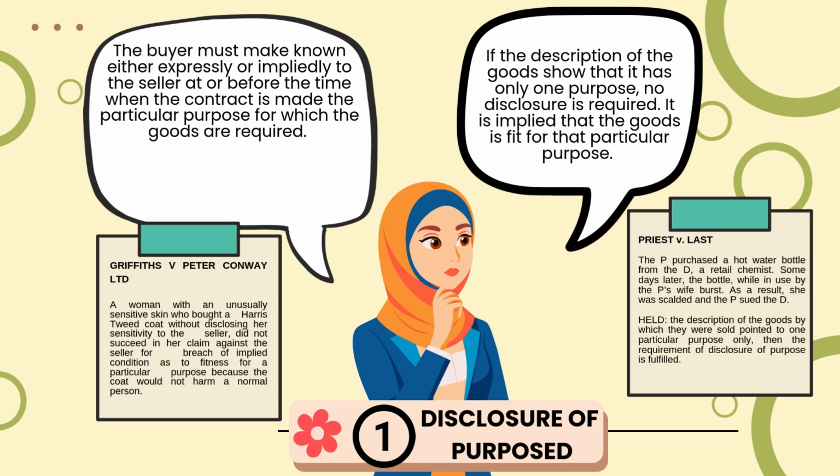As compared to the case of Griffiths v Peter Conway Limited, in this case a woman bought a tweed coat without disclosing that she had unusually sensitive skin. She sued, but the court held that there was no breach of the implied condition as to fitness for purpose of the coat because she had not made known to the seller her sensitive skin. The coat would not harm a normal person.